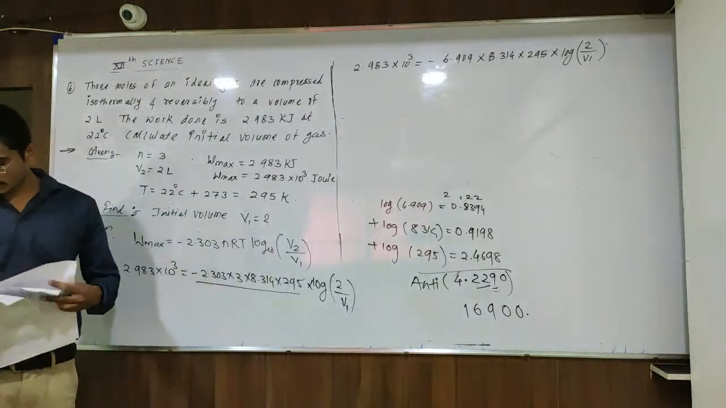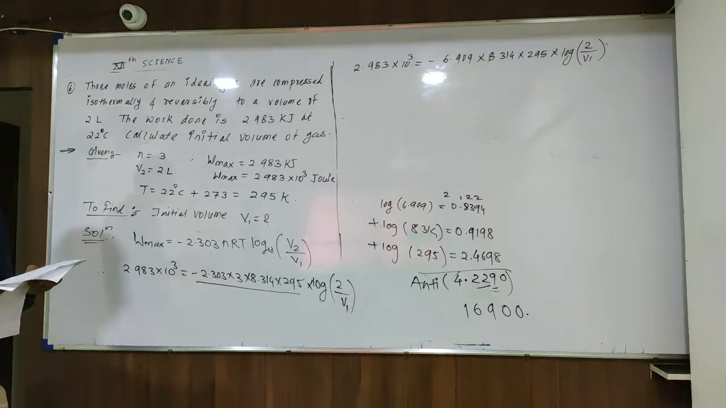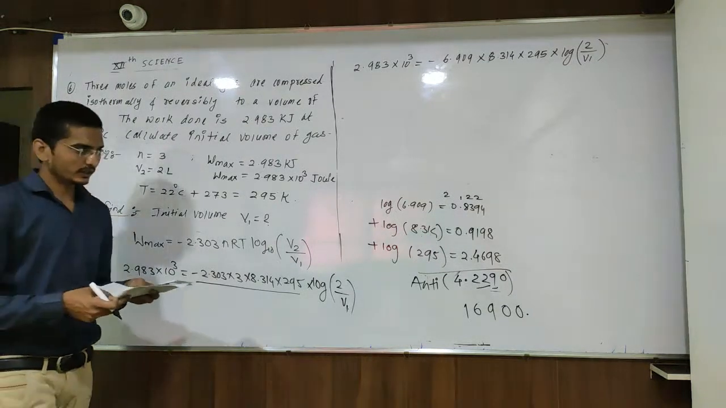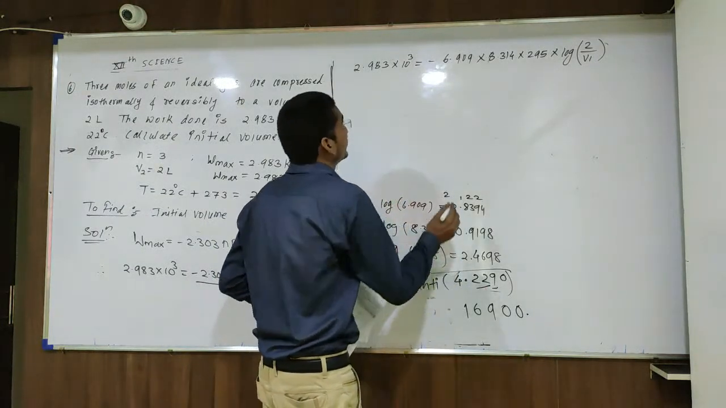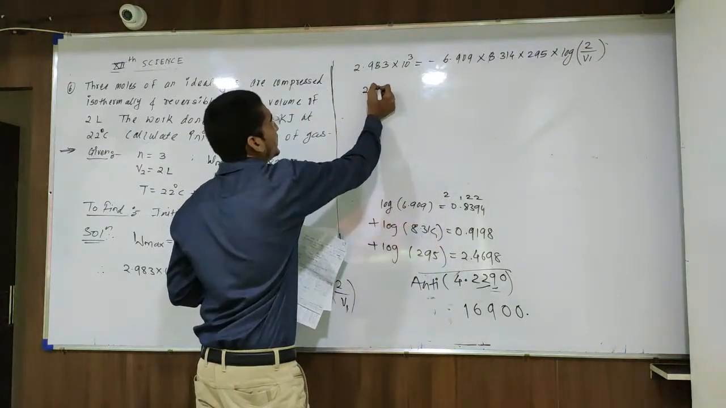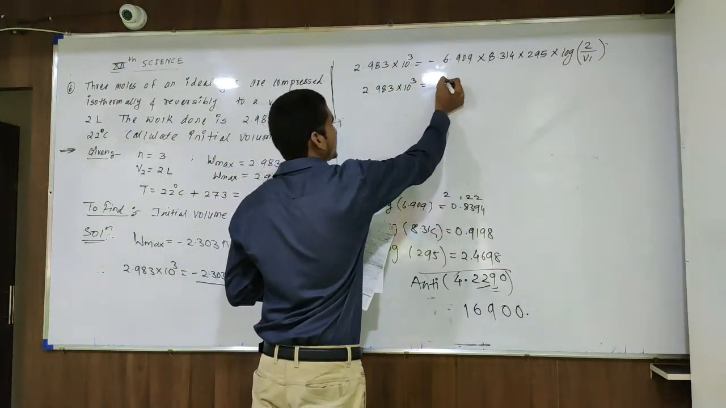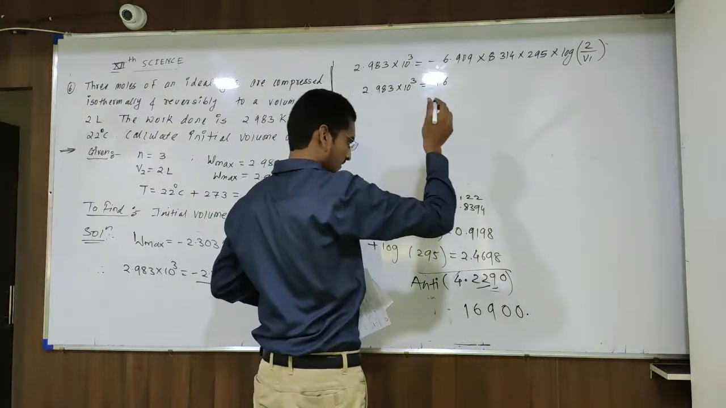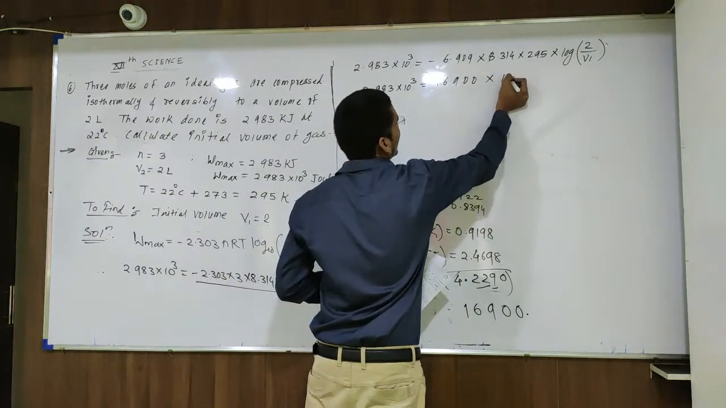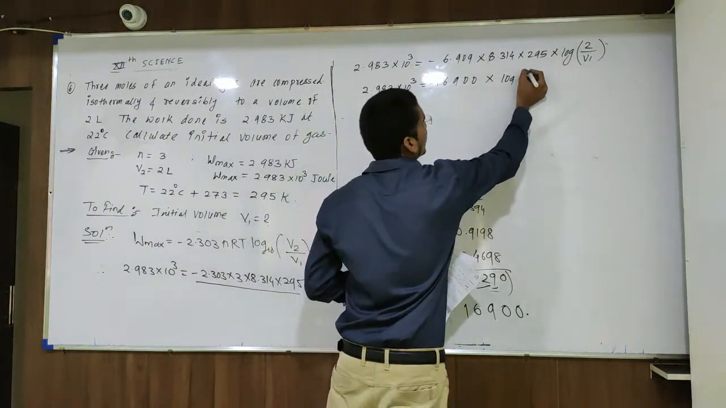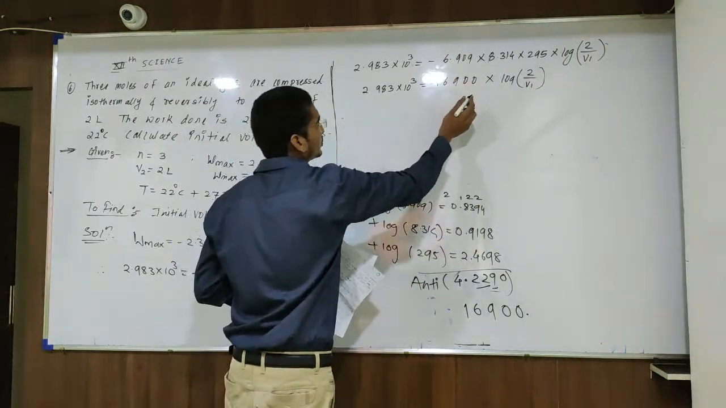Answer किती आलं बघा हे तुमचं काय असणार आहे answer असणार आहे. Okay, so 16900. So that is your answer. हे तुमचं काय असणार आहे answer असणार आहे. त्याचं या अँटीलॉगचं आपण इथं बघा काय काय लिहू शकतो आता 2.983 into 10⁻³ so what is your answer 16900 into log of, so minus sign as it is, into log of 2 divided by v1. Okay, आता 16900 that is your answer.